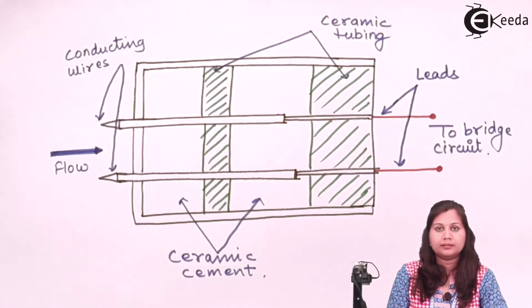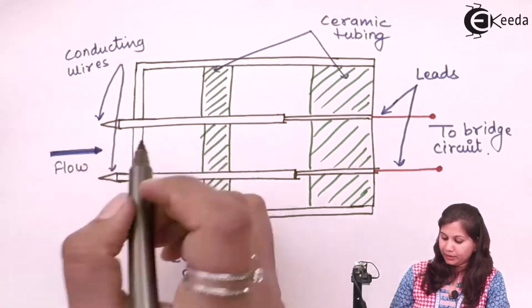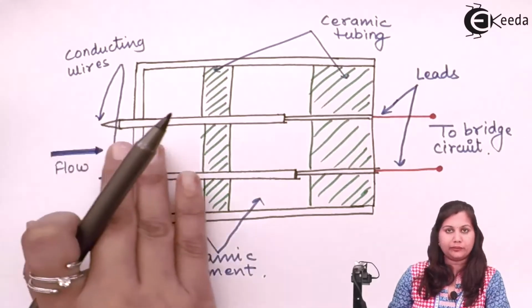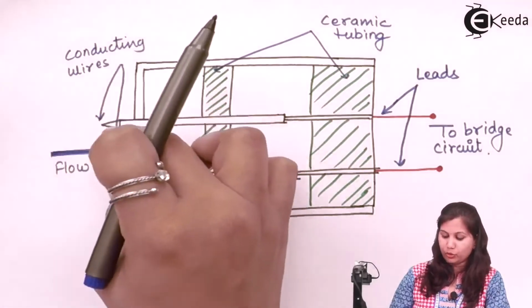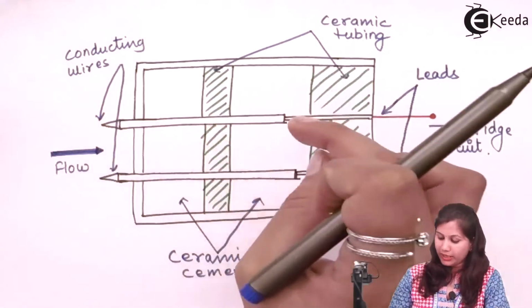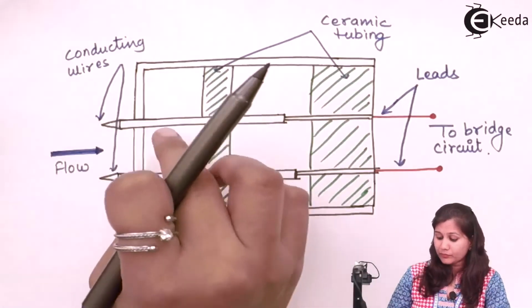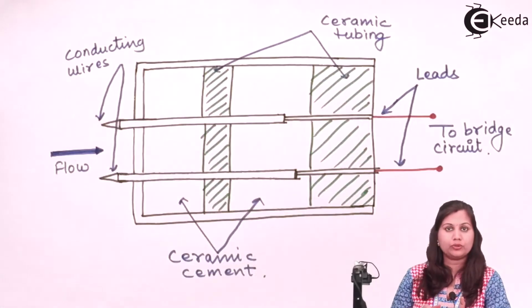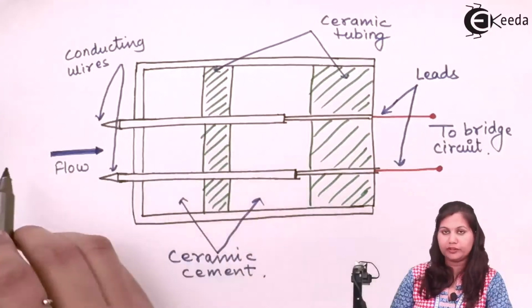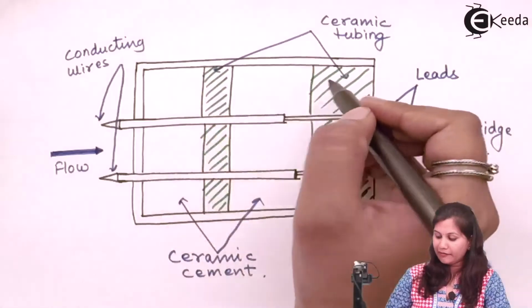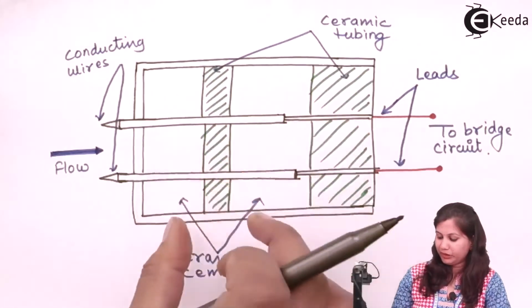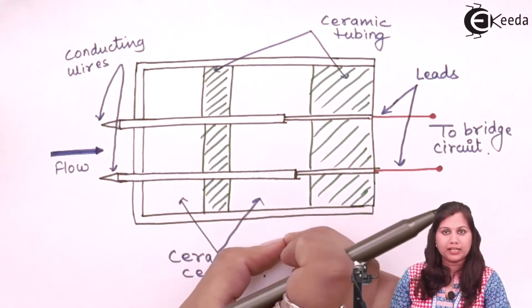So this is the construction, or this is how the hot wire anemometer looks. Here the fluid is going to enter from this side. Here we have two conducting wires, and in between them is the heated wire. This heated wire is going to lose its heat to the fluid which is flowing here. Here we have the ceramic tubing, and in between it we have the ceramic cement.